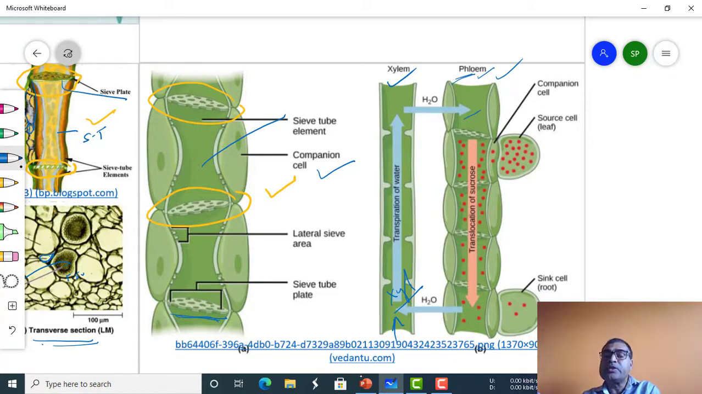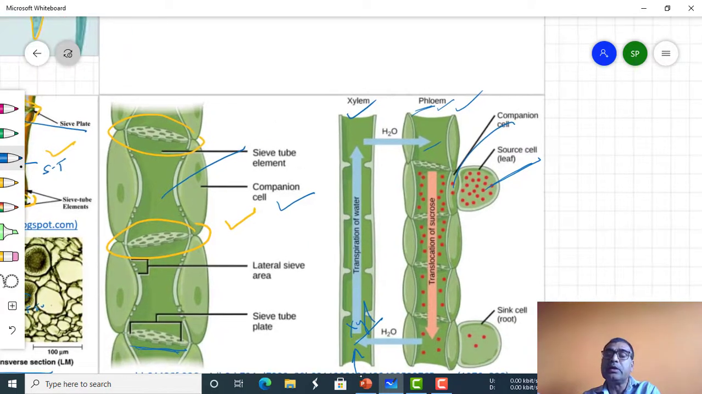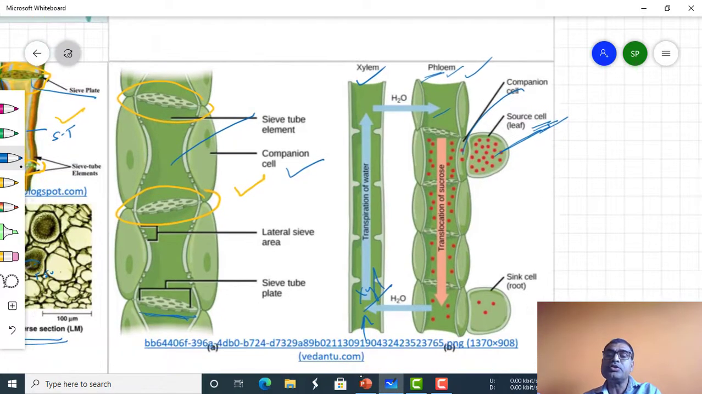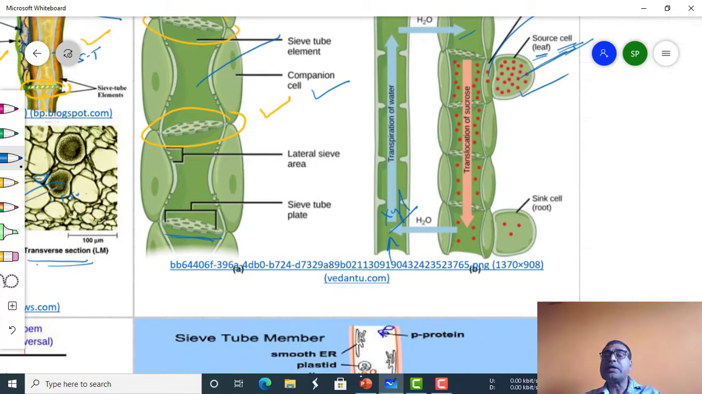Okay, this one is a companion cell, this one is a storage cell. This storage cell is actually a broad concept. Here the storage cell is considered as a leaf. Okay, then the source and sink relationship is shown here.